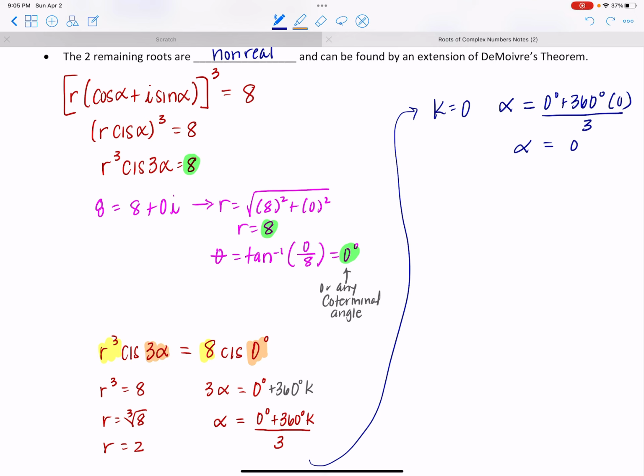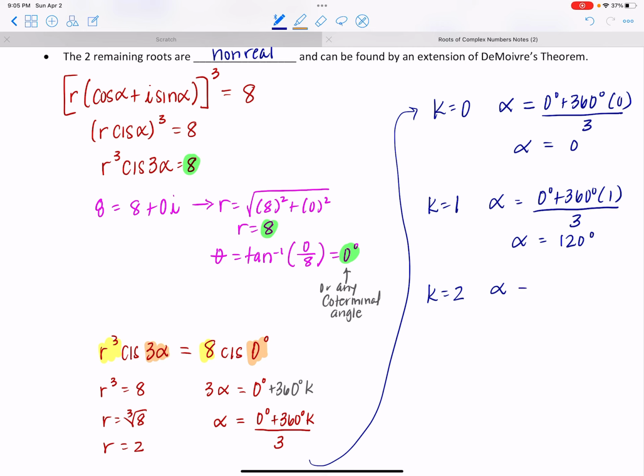Another option is, well, what if my k is not 0? Maybe my k is 1. So let me put k equals 1 in here. What's alpha going to be if k is 1? So 0 degrees plus 360 degrees times 1 divided by 3. So in this case, 360 divided by 3 would make 120 degrees. So another option for a complex number here would be, again, a radius of 2 and an alpha of 120 degrees. Or maybe I say k is equal to 2.